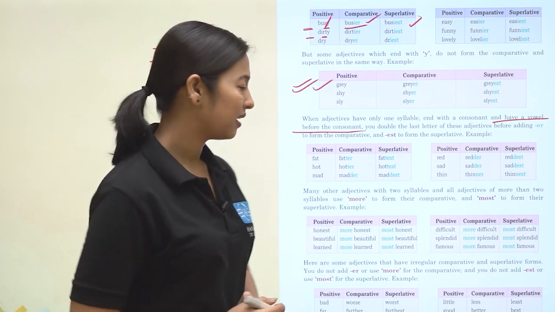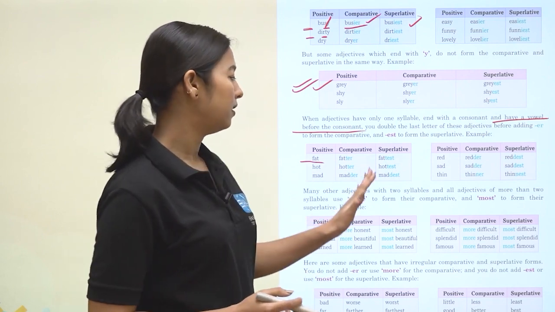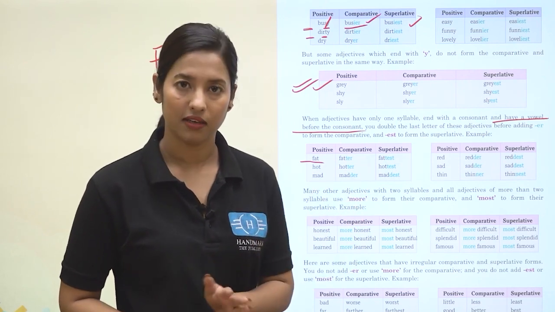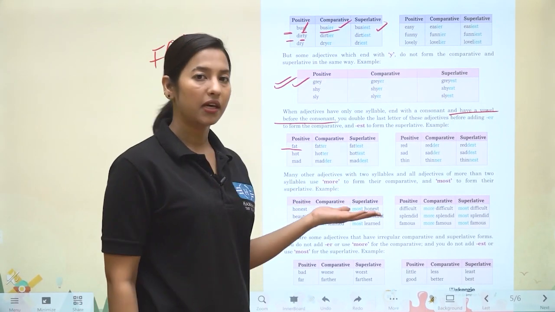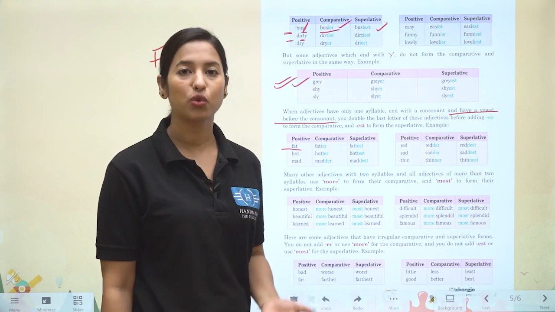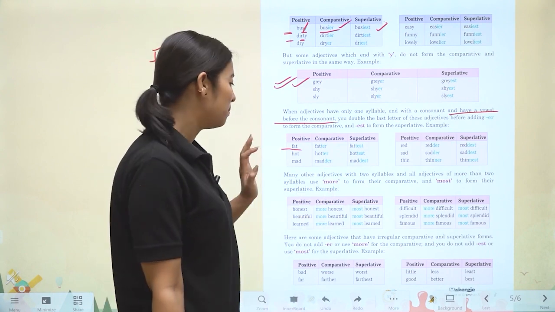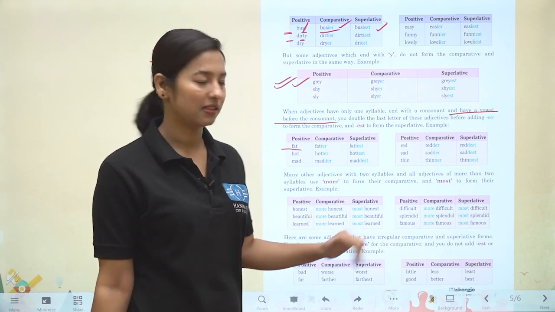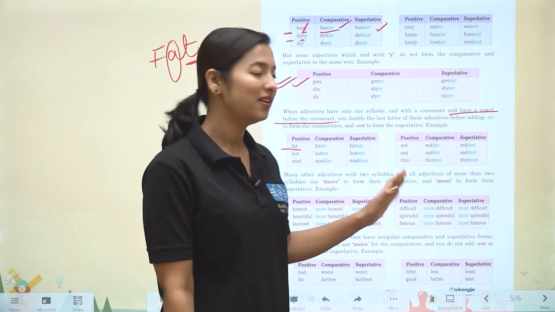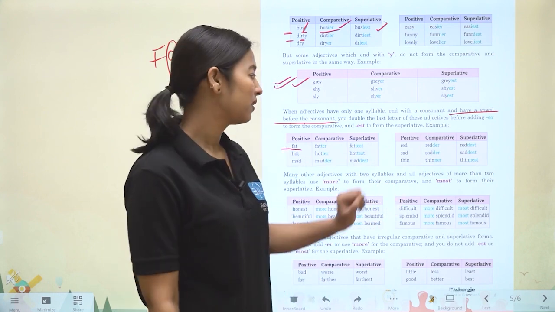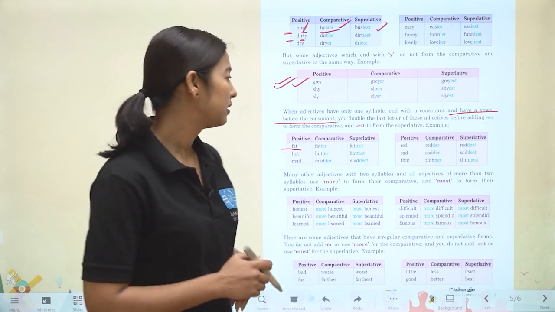Okay, let's see the examples. Fat is positive and fatter, F-A-T-T-E-R. We have doubled the letter T. Fatter is comparative and fattest is superlative degree. Hot, hotter, hottest. Mad, madder, maddest. Red, redder, reddest. Sad, sadder, saddest. Thin, thinner, thinnest. All these are examples of this rule.